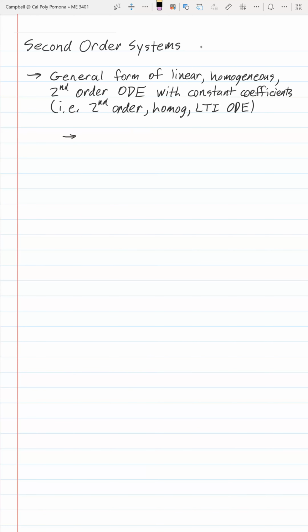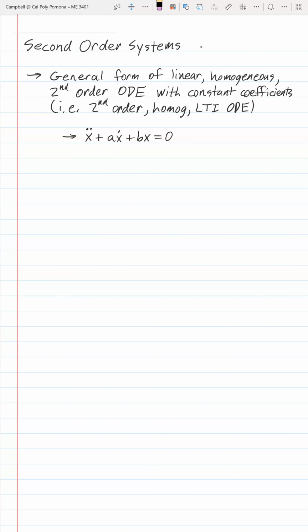So the general form for that kind of equation is, and here I'll go to the dot notation where the dots represent derivatives with respect to time, as you probably were exposed to in your dynamics days. So we'll have x double dot plus a x dot plus b x is equal to 0.